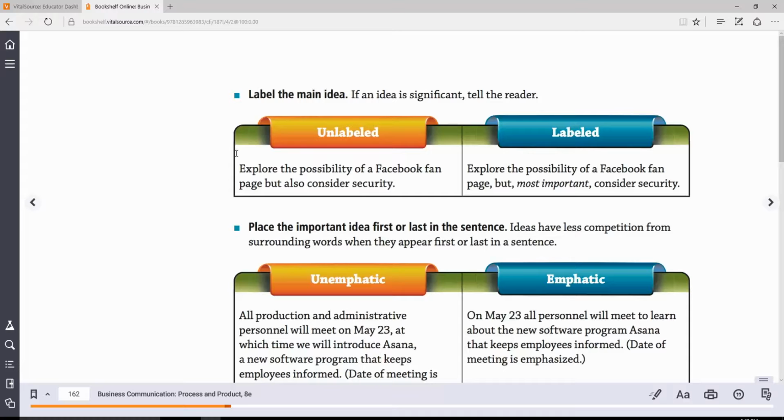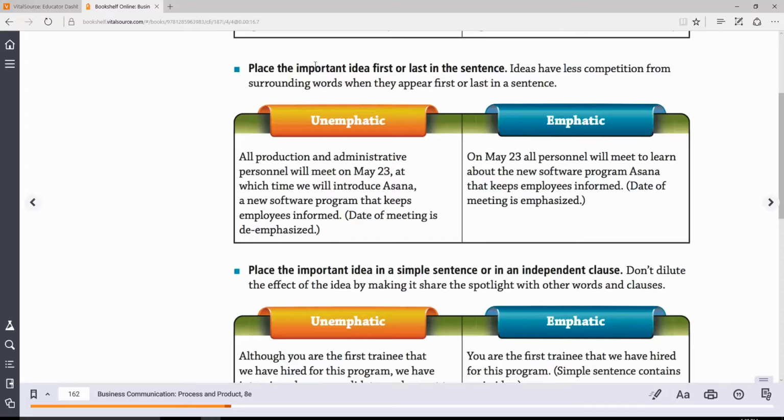And here are some other ones. Label the main idea. Explore the possibility of a Facebook fan page, but also consider security. Explore the possibility of a Facebook fan page, but most important, consider security. Place the important idea first or last.